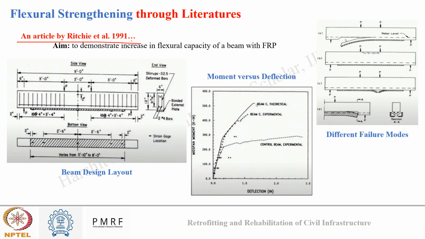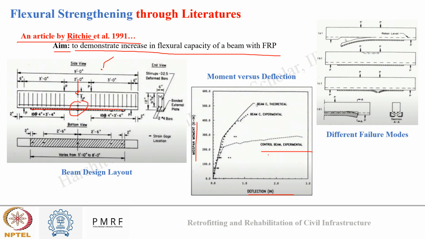This is the first article, published in 1991 by one of the authors, Ritchie. The aim of this article was to demonstrate the increase in flexural capacity of a beam with FRP. What this author did, he took a beam of certain dimension. At the base of the beam, he attached an FRP laminate, and he applied the load from the top. He took two cases, a control beam where there was no FRP attached and a beam where FRP was attached. By application of load, he measured the moment at the midspan. As the load increases, the midspan moment increases, and he measured the deflection.